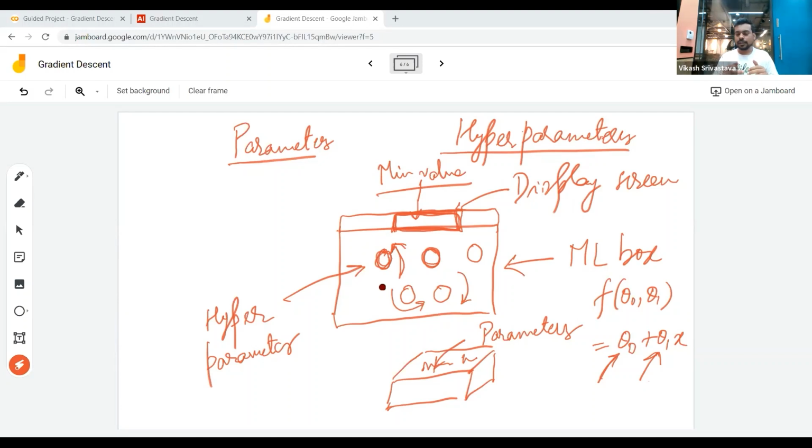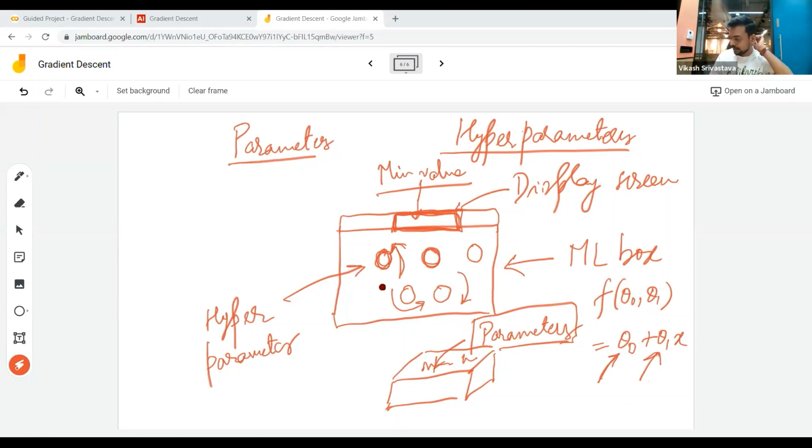And inside this box, by changing these knobs from the outside, we can influence those internal parameters. Those internal behaviors are governed by parameters. We cannot directly control the parameters, but we can do that indirectly through the hyperparameters, which are essentially the knobs on the outside that we have access to. So this is the basic difference between parameters and hyperparameters.